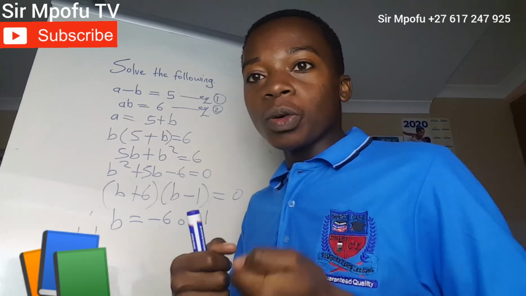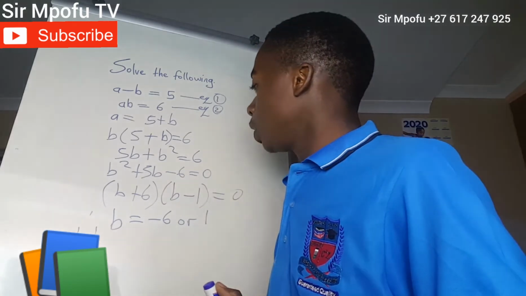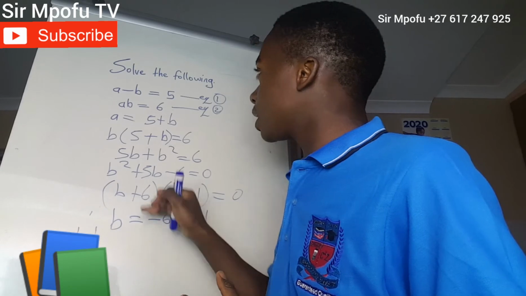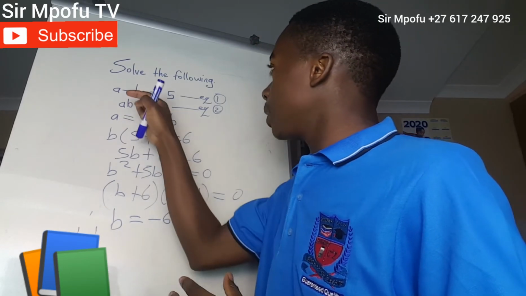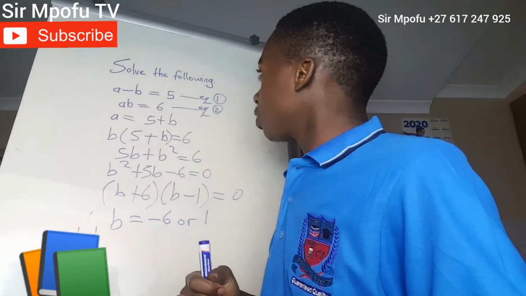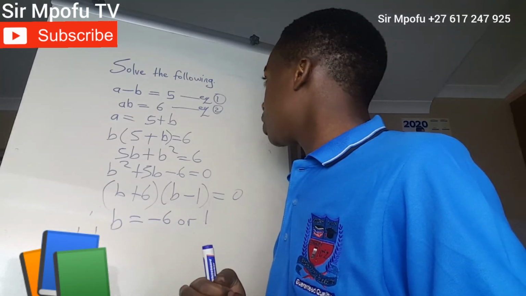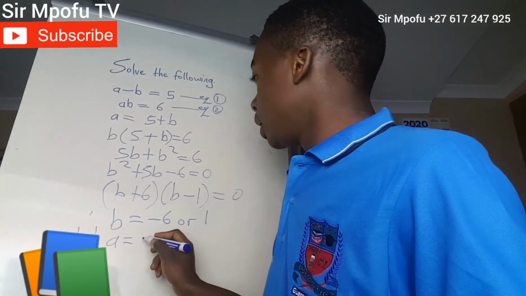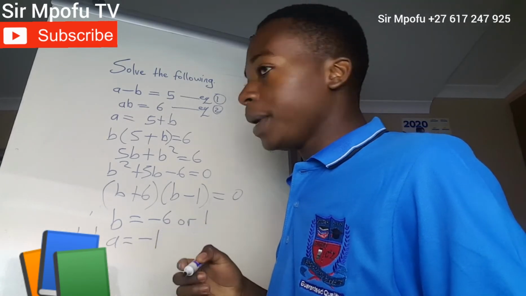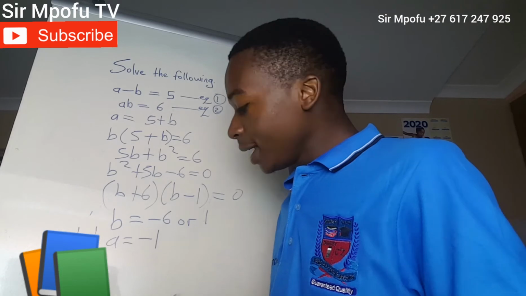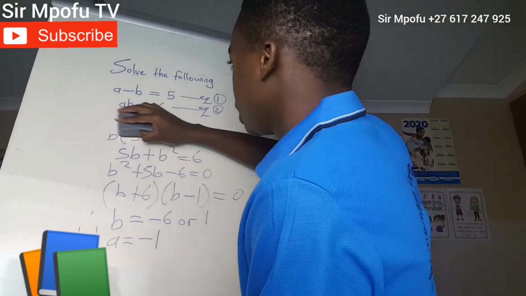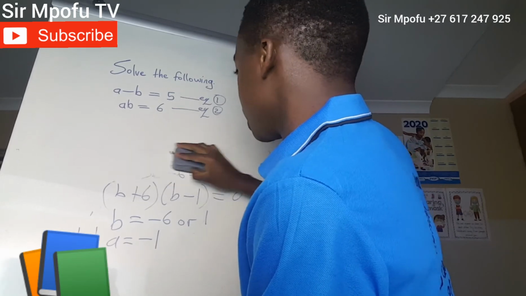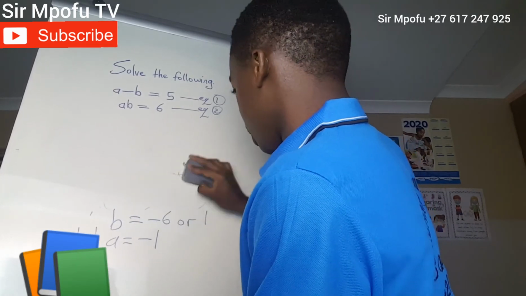Now, we need to have the values of a as well. So how can we get values of a? We just substitute. If we substitute this negative 6 and we put it there, it's going to be positive 6. When it goes the other side, it means a will be equal to negative 1 if b is negative 6. Let me show you how we're getting these values. It's just simple and straightforward.